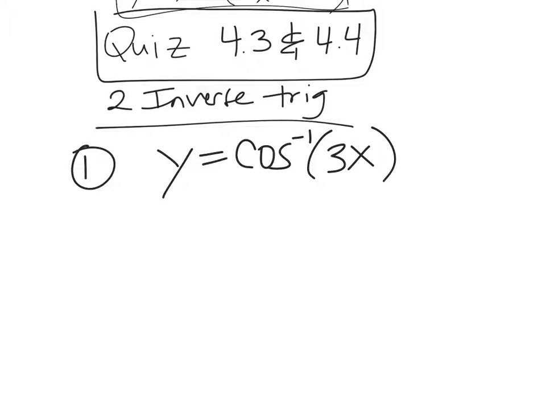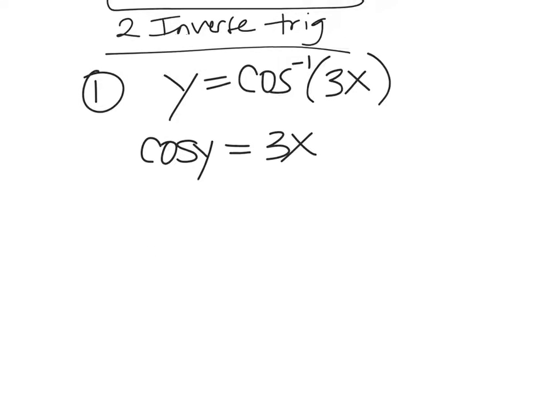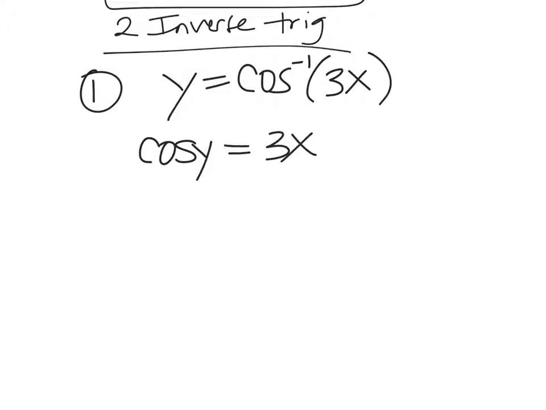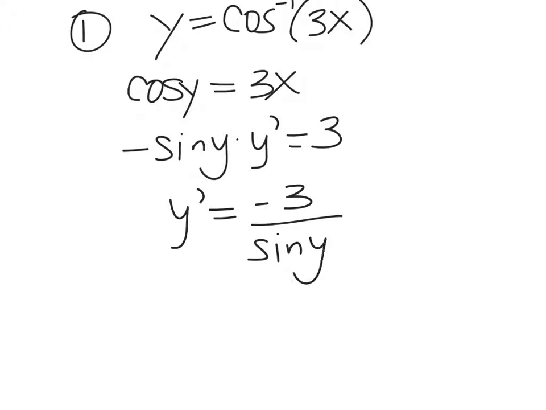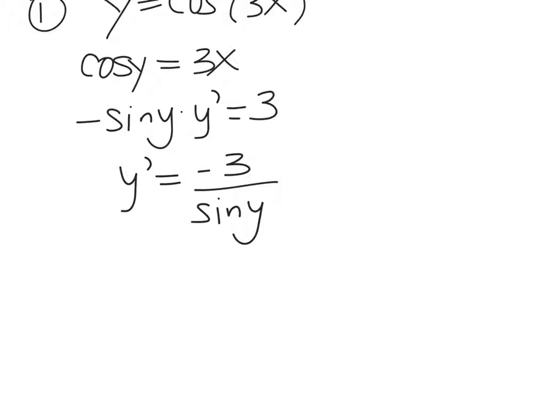What you can do is take the cosine of both sides and get cosine of y is equal to 3x. Then take the derivative using implicit differentiation. The derivative of cosine is negative sine y times y prime, equals the derivative of 3x, which is 3. So y prime is negative 3 over sine of y, moving the negative to the top. But you can't leave that. Answers must be in terms of x, so you can't leave sine y.